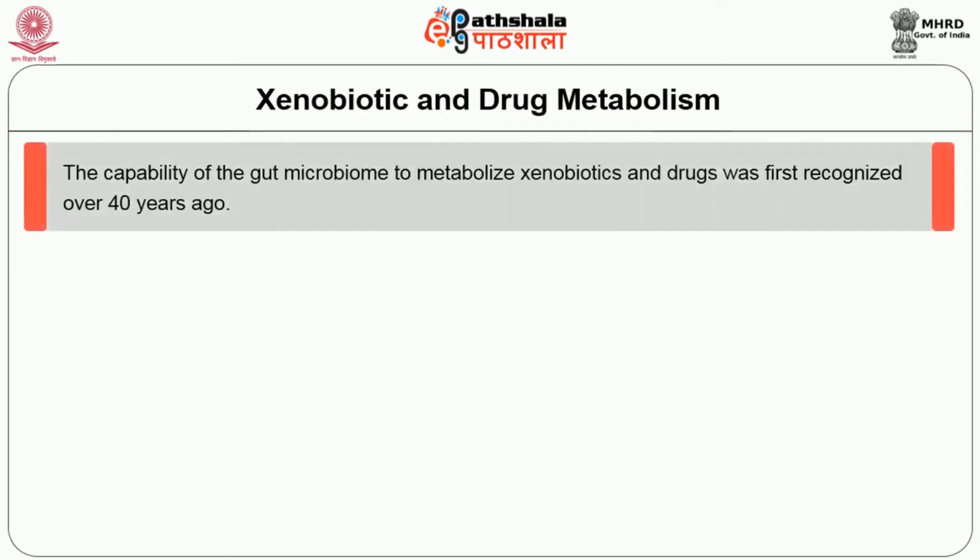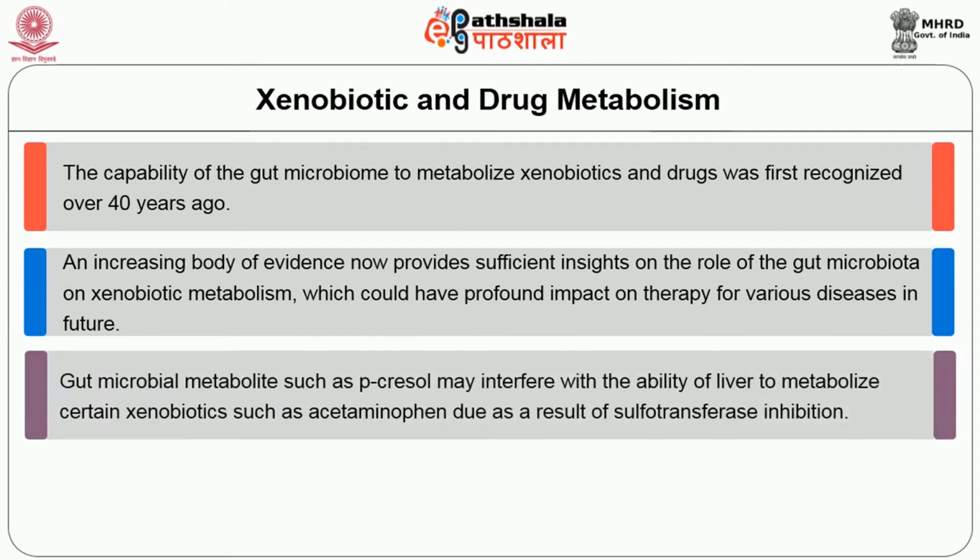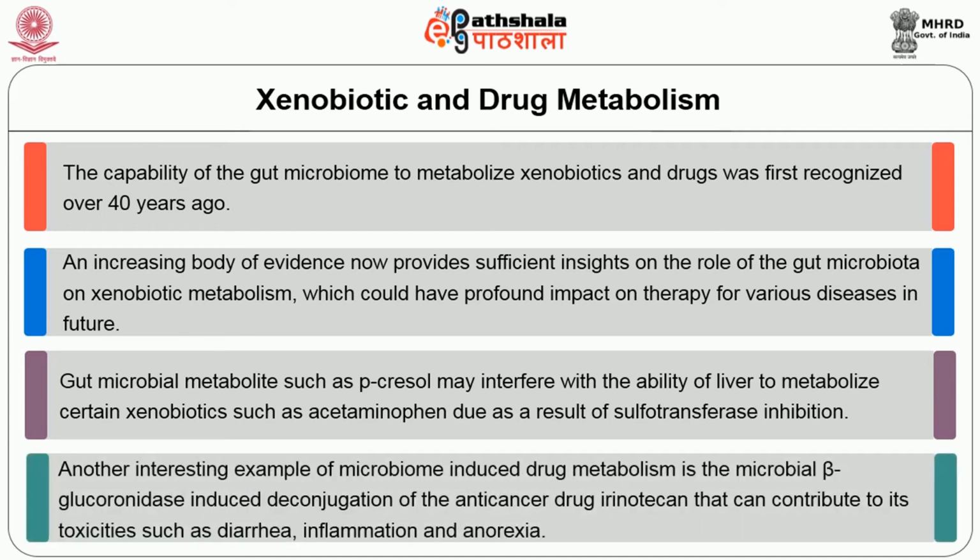Xenobiotic and drug metabolism. The capability of the gut microbiome to metabolize xenobiotics and drugs was first recognized almost 40 years ago. An increasing body of evidence now provides sufficient insights on the role of gut microbiota in xenobiotic metabolism, which could have a profound impact on therapy for various diseases in future. Gut microbial metabolites such as p-cresol may interfere with the ability of the liver to metabolize certain xenobiotics such as acetaminophen, as a result of sulfotransferase inhibition. Another interesting example of microbiome-induced drug metabolism is the microbial beta-glucuronidase-induced deconjugation of the anti-cancer drug irinotecan, which can contribute to its toxicities such as diarrhea, inflammation and anorexia.